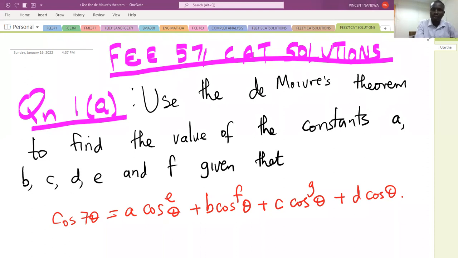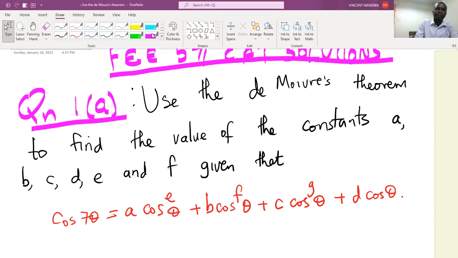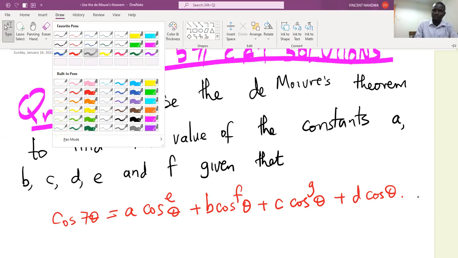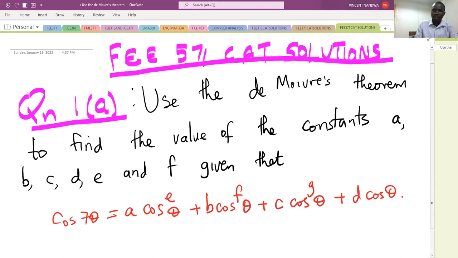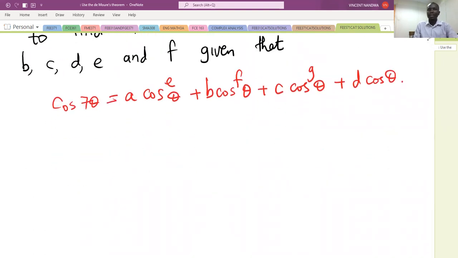Use De Moivre's theorem to find the values of constants A, B, C, D, E, F and G, given that cos 7 theta equals A cos theta raised to power E plus B cos theta raised to power F plus C cos theta raised to power G, then plus D cosine of theta. To solve this problem, you have to realize that cos 7 theta is the real part of the expansion of cos theta plus I sine theta raised to power 7.